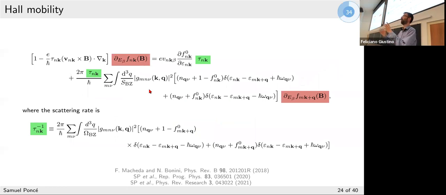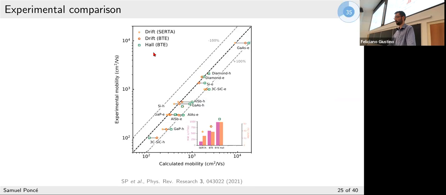And so what you can do is augment your Boltzmann transport equation to account for this additional driving term. The magnetic field is another driving term. This is the new term that you can see here, where you have the magnetic field cross v, and then you also have this derivative with respect to k. And so you can now solve this Boltzmann transport equation with magnetic field. This gives you the Hall factor, and then you can also have this new result, which is the Hall mobility compared to experiment.